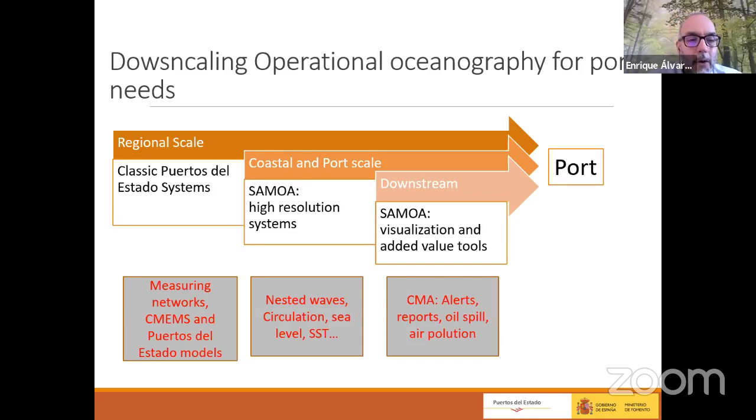You start working, in our case, on the regional scale. Regional means here, for example, the East Atlantic. This is the area where we have been working for decades now. That's why I call it the classic Puertos del Estado system. You have the measuring networks, the Copernicus models, and the Puertos del Estado models working on the regional scale.